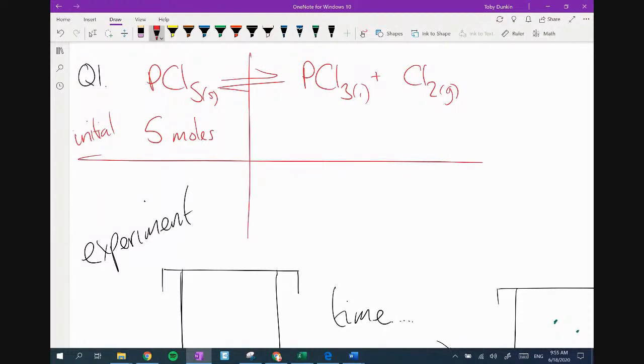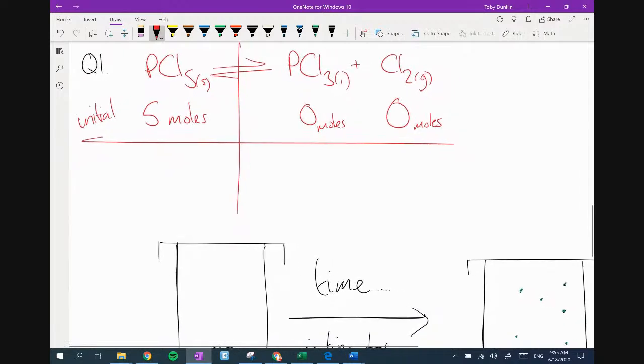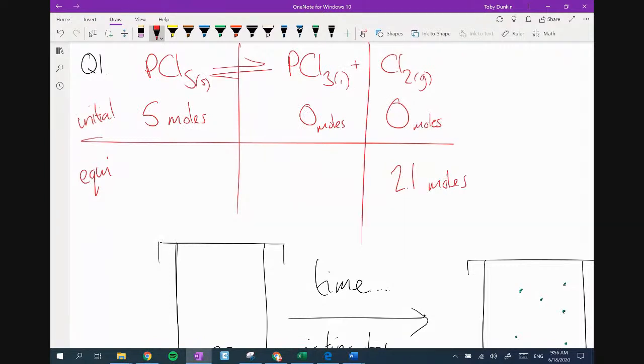We've got initial moles, and of course, in the initial, we always know that we've got 0 and 0 of the products. By the way, there are set scenarios where they aren't 0, but usually it's 0. Now we've got moles at equilibrium, equimoles. And I'm going to tell you that there is 2.1 moles of chlorine gas.